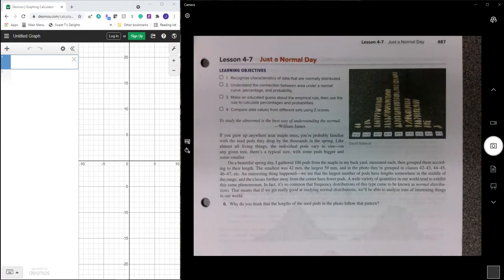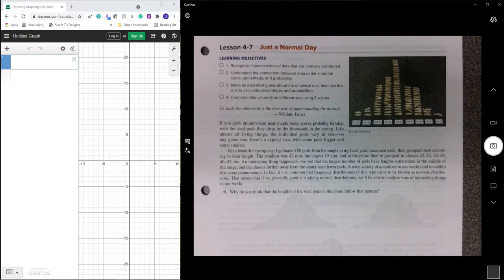Hello, class. We're about to start lesson 4-7, just a normal day. Our objectives are to recognize characteristics of data that are normally distributed, to understand the connection between area under a normal curve, percentage, and probability, make an educated guess about the empirical rule, then use the rule to calculate percentages and probabilities, and also to compare data values from different sets using z-scores.